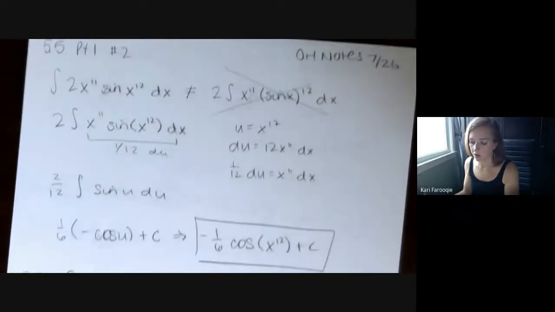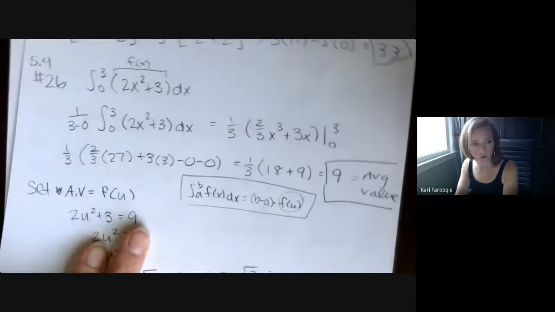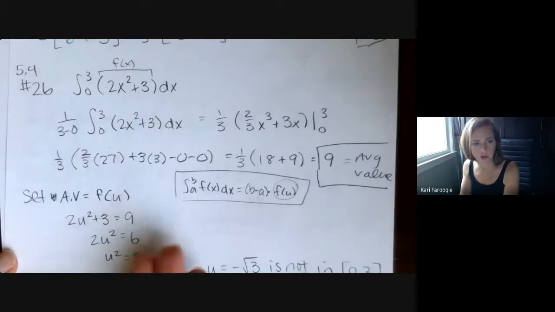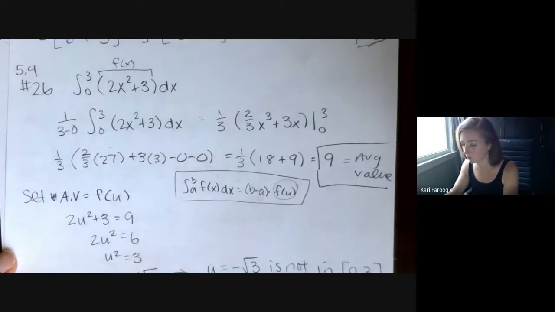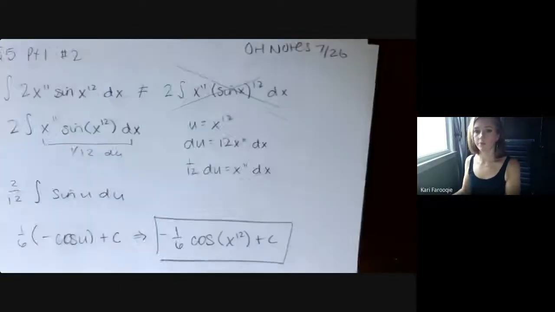We did 5-5, number 2. This was another one I got a couple different questions about. And then we did 5-4, number 26 with the average value. I did get a couple questions on this one or one like it via email. Were there any other questions you guys had from the homework?